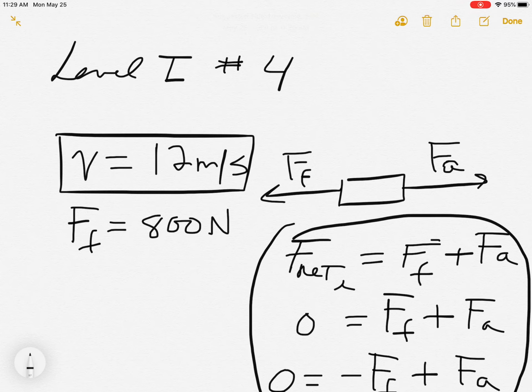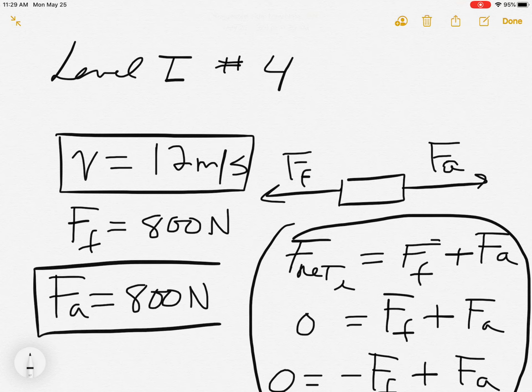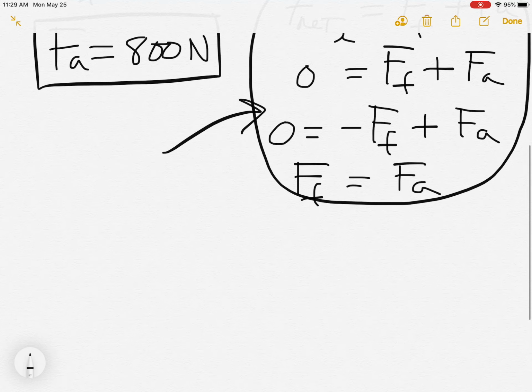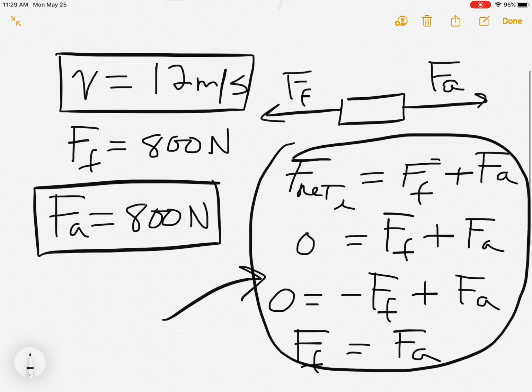That's Newton's law. And if the net force is 0, then these two forces must oppose each other. So what we now know is the applied force is also going to be 800 newtons. The applied force has to be the same as the friction force. But you can always get it from doing this F net equation if you're not so inclined to reason that out. But that doesn't help us with the problem. Now we have a force and a speed.